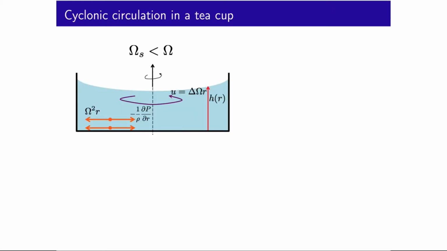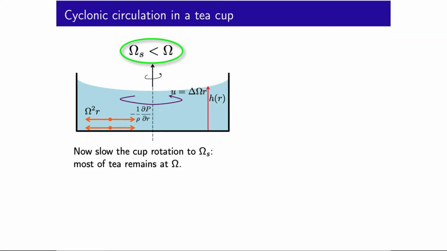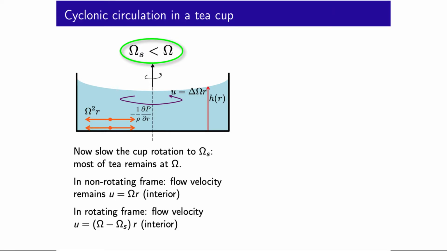Now, imagine that we are in this balanced state of solid body rotation, and we slightly slow the rotation of the cup to omega s, so that the tea is now spinning faster than the cup. Initially, in our inertial frame, the tea remains at u equals omega r, while in the cup's frame, the tea velocity is now delta omega r.